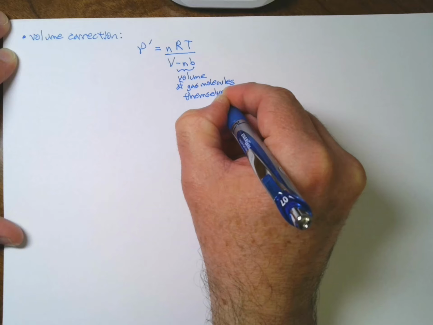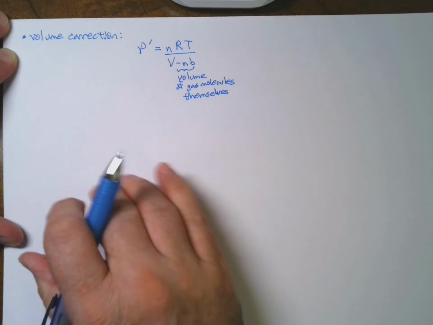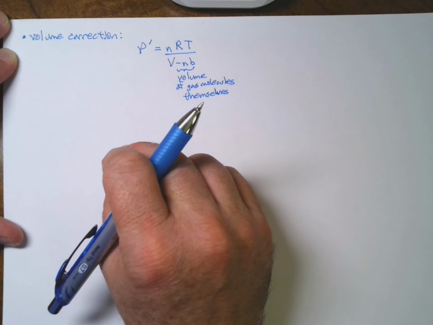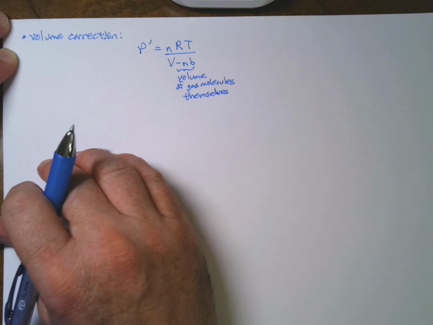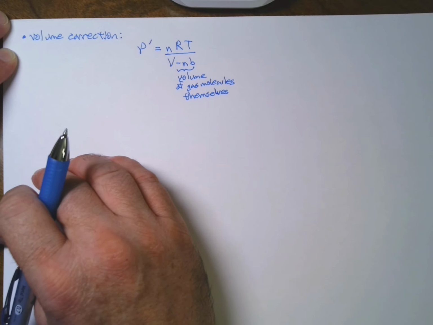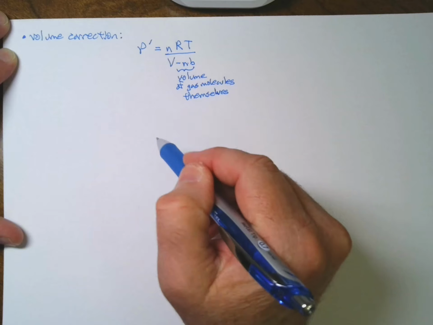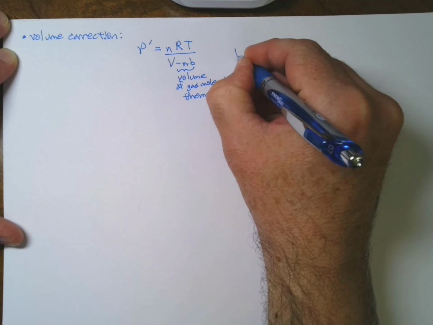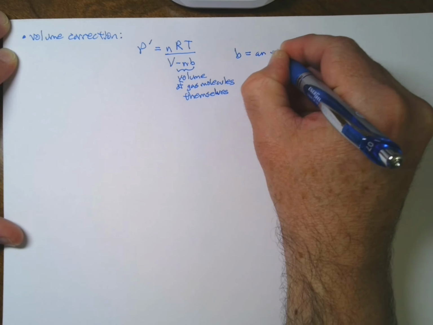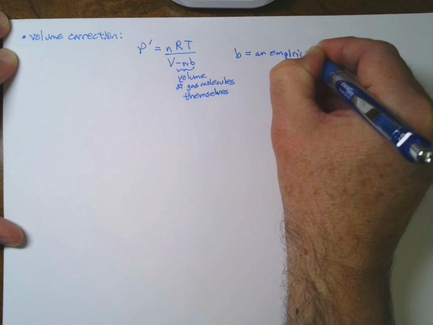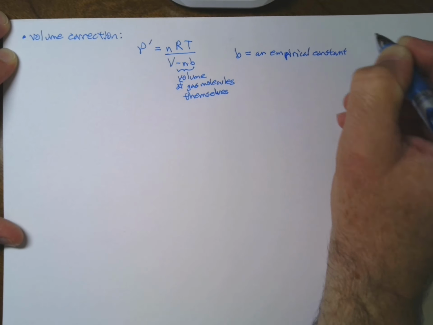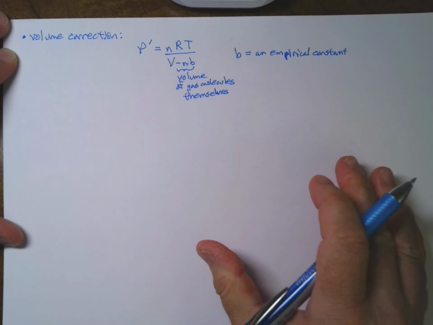So it's not the volume that they occupy in terms of bouncing around the container, but the actual volume of the particles. If we cooled things down and pushed all those particles into one corner of the container, it would occupy a definite volume, and so we're subtracting that from the overall volume of the container. Here, b equals an empirical constant. Empirical meaning it has to be determined by experiment.